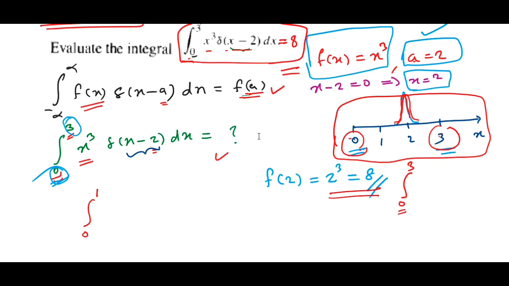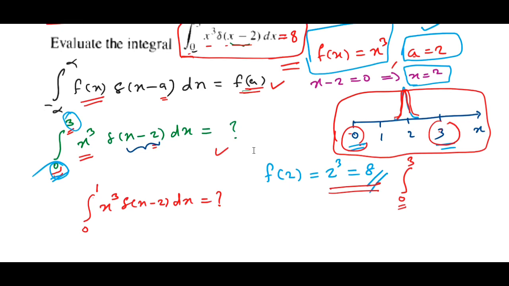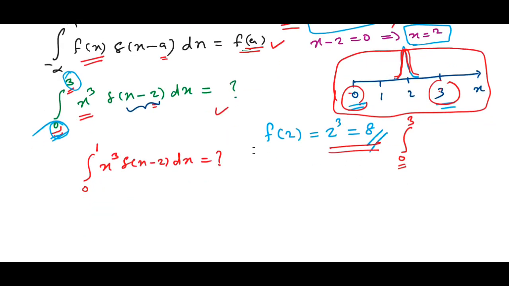If the upper limit had 1 instead of 3, then we have to see the result of this integration. That is, if the question was delta x minus 2 dx, then see the answer. We have to see where the spike comes. Put x minus 2 equal to 0, then x is equal to 2. The spike appears at x is equal to 2.